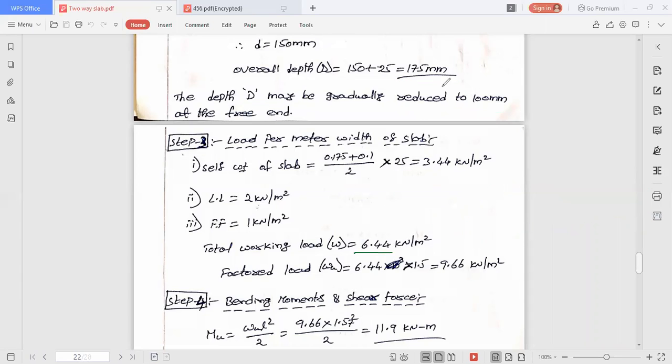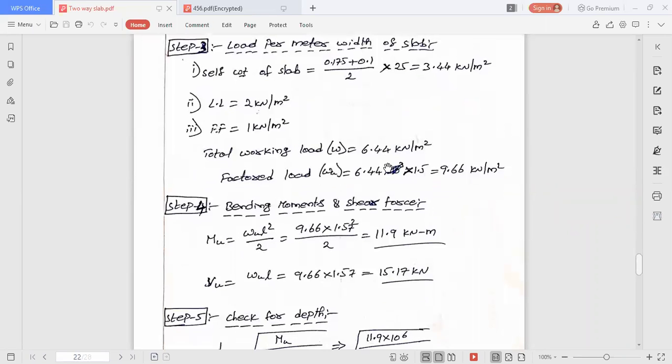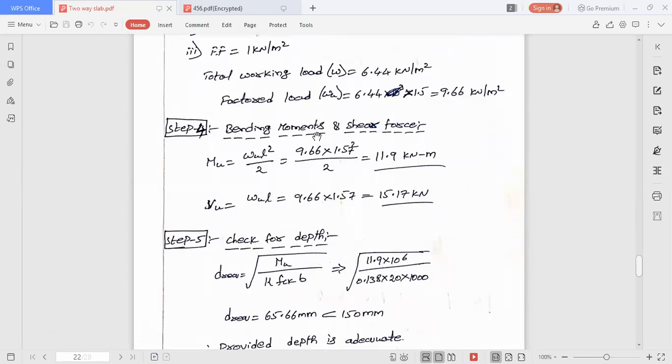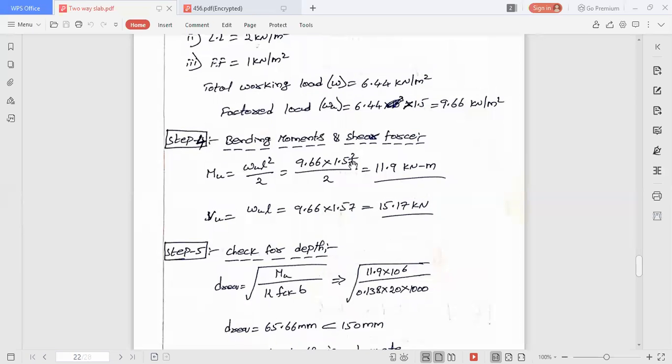Now the total working load is 6.44 kilonewton per meter square, and the factored load will be multiplied by 1.5, which is 9.66 kilonewton per meter square. Okay, next step is calculation of bending moments and shear forces. I have already said many times, as slabs are very safe in shear, there is no need to calculate shear force, or if you want to calculate, no problem, you can do it. So the formula for bending moment is WL square by 2, which is equal to 9.66 multiplied by 1.57 square by 2.